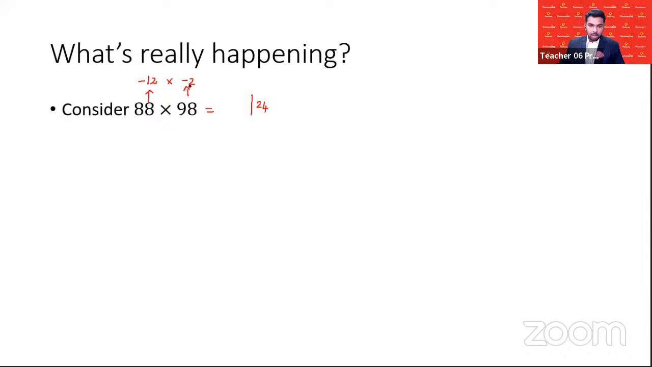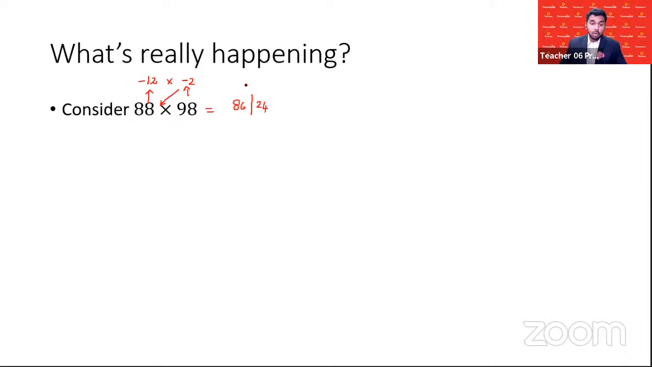Now what you should do is apply cross addition. You can add minus 2 to 88 to get 86. So this is the answer to this, 8624.